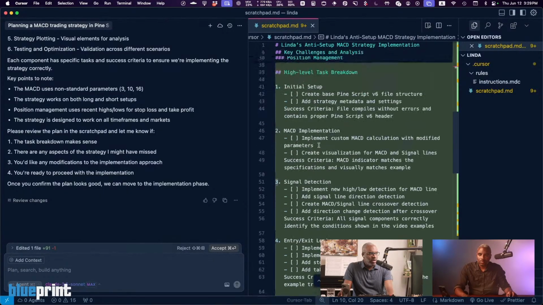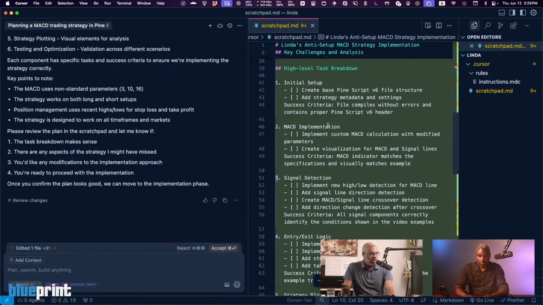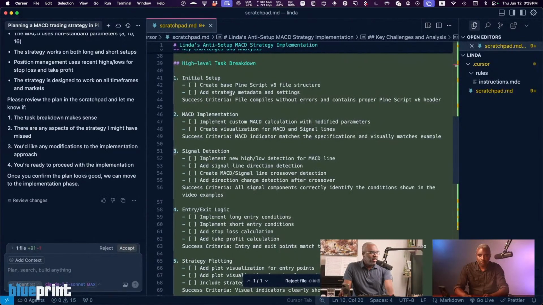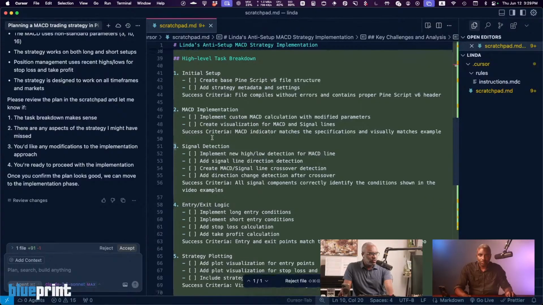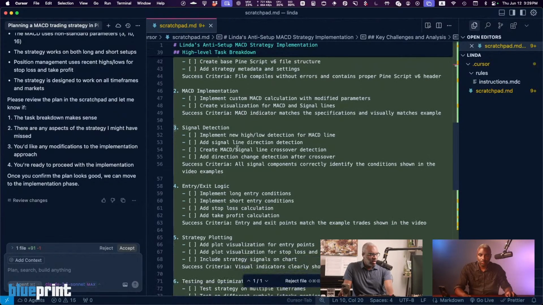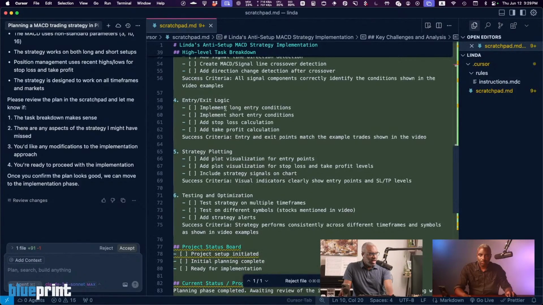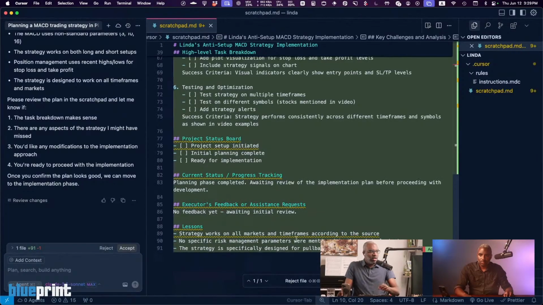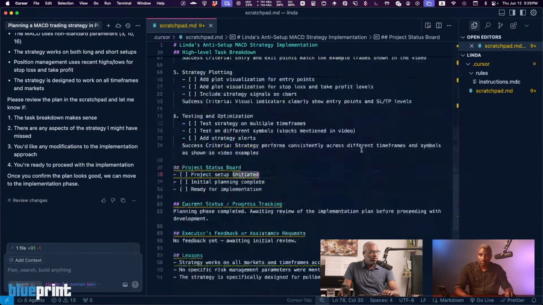High level task breakdown. Okay, so it's breaking down the plan here. Let's just step through it. Initial setup: set up the script, MACD implementation, signal detection, entry exit logic, strategy plotting, and plot visuals for entry points. Okay, this looks okay-ish. Let us move forward with this.